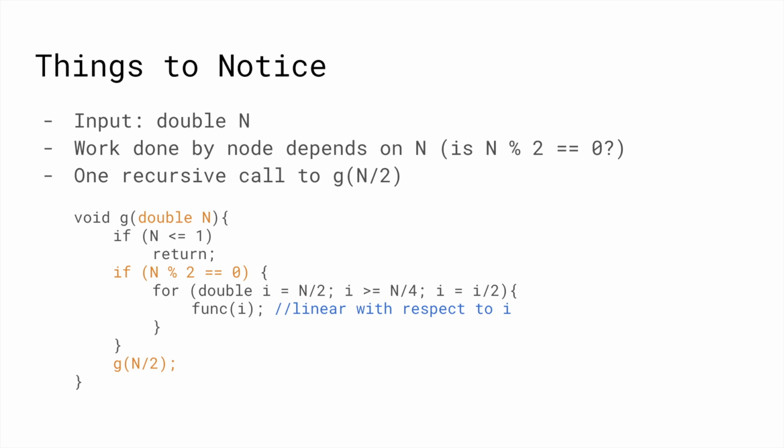The second thing we'll note is if n mod 2 is 0, we're going to go into that for loop and do a whole bunch of extra work. So depending on whether n mod 2 is 0 or not, we're going to be doing a different amount of work. The last thing we notice is we're going to have one recursive call to g of n over 2.